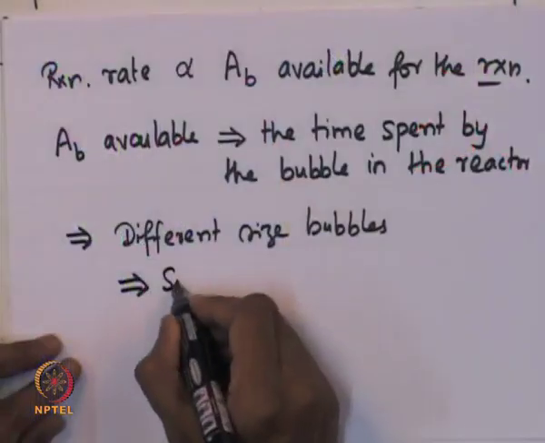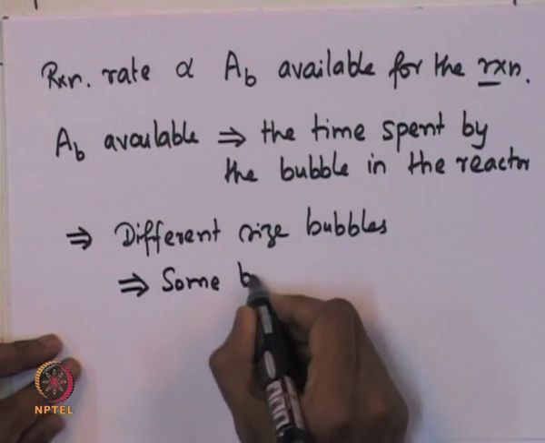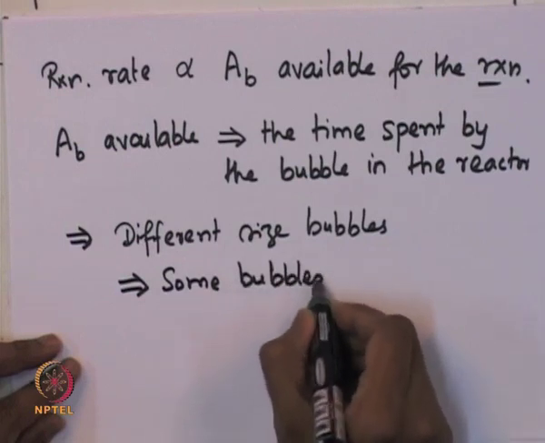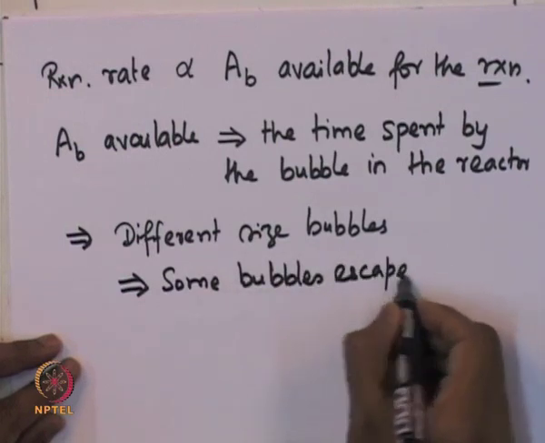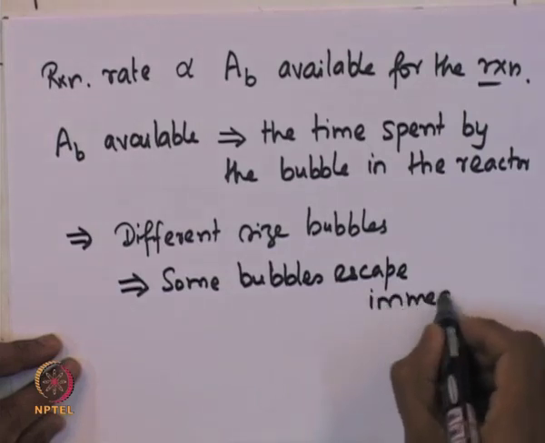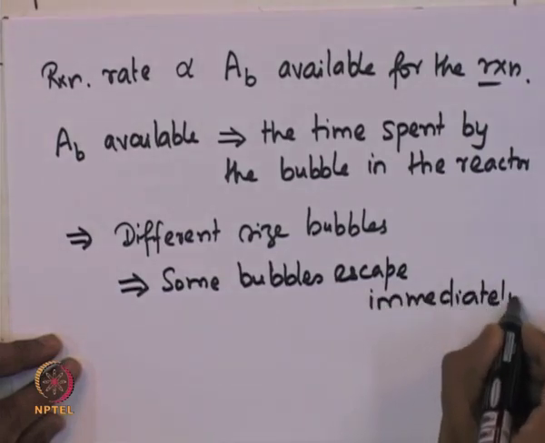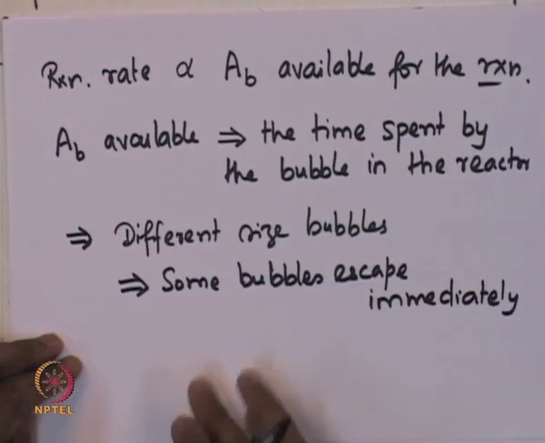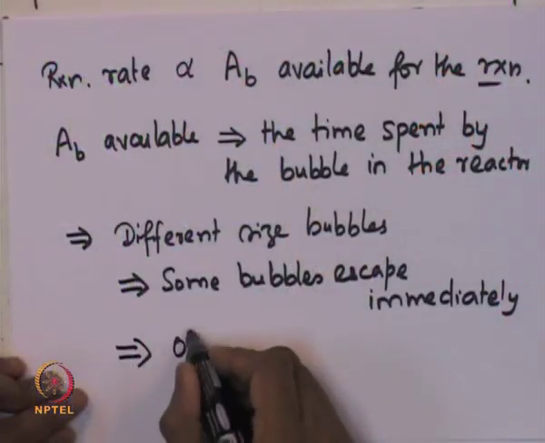So, therefore, clearly some bubbles may escape immediately. Some bubbles will escape immediately, which means as soon as they are created, they will quickly go to the top of the liquid stream, and then they will leave the reactor. And so the amount of time that these bubbles would have spent, which have left immediately, will be extremely small. Now, others might spend more time.